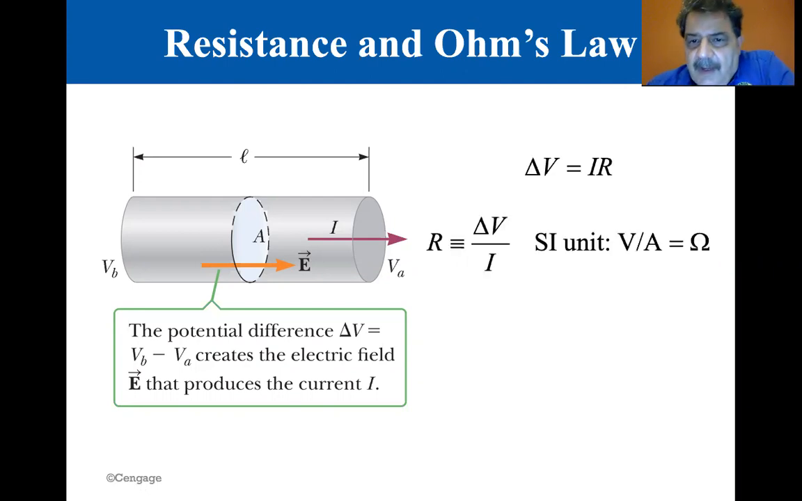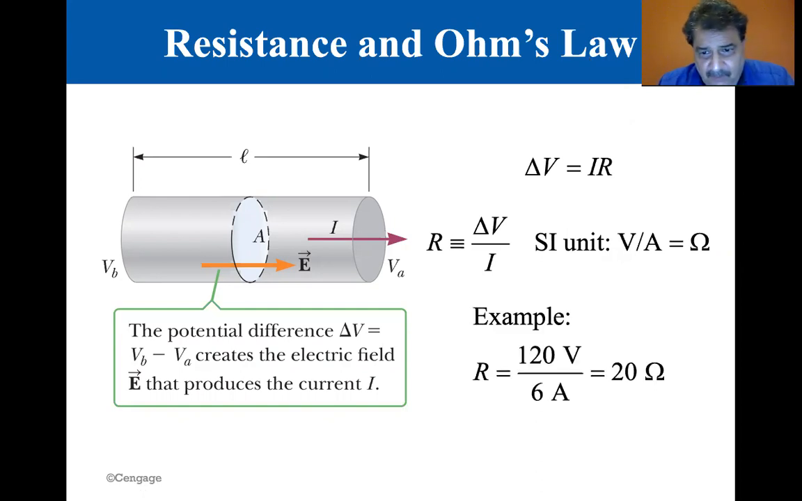Delta V equals IR. And in fact, we define resistance as delta V, the potential difference, divided by I. So the voltage divided by current is equal to the resistance. The SI unit is volts per amp, which is equal to ohms. The capital omega is the symbol for resistance. Ohms, we call it ohms. So many ohms of resistance. Okay, so if you have 120 volts divided by 6 amps, the resistance is 20 ohms.